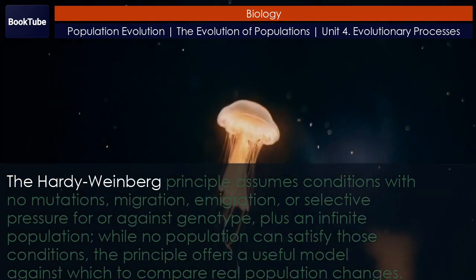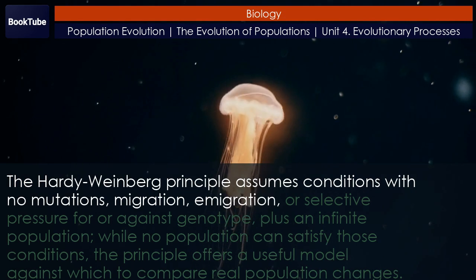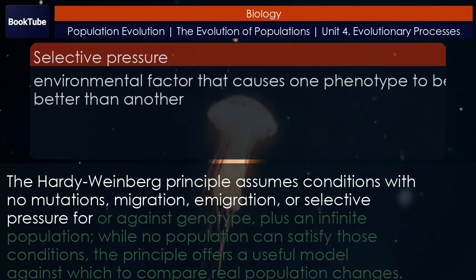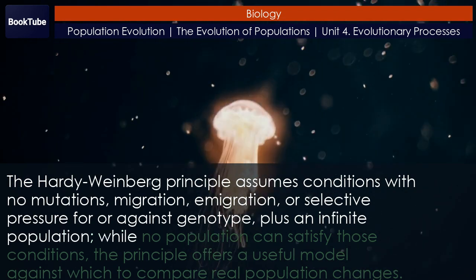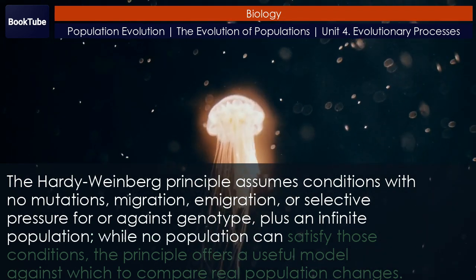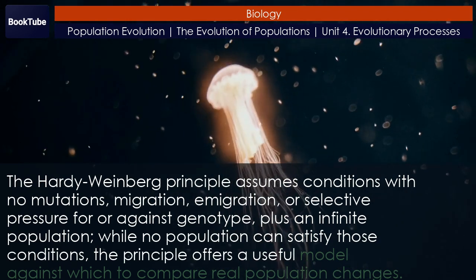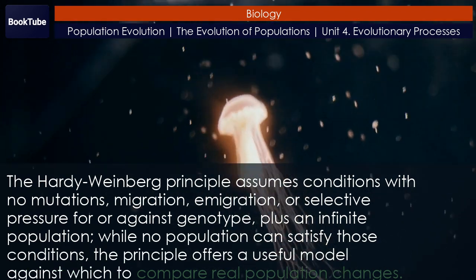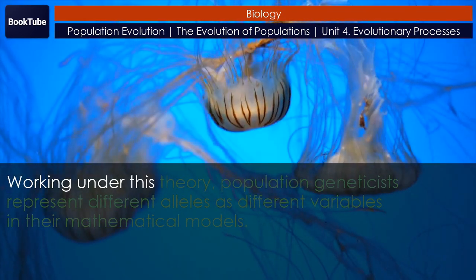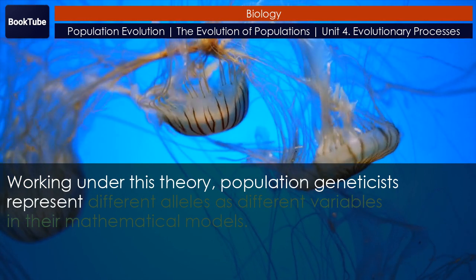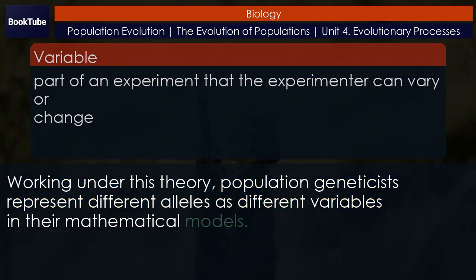The Hardy-Weinberg principle assumes conditions with no mutations, migration, emigration, or selective pressure for or against genotype, plus an infinite population. While no population can satisfy those conditions, the principle offers a useful model against which to compare real population changes. Working under this theory, population geneticists represent different alleles as different variables in their mathematical models.